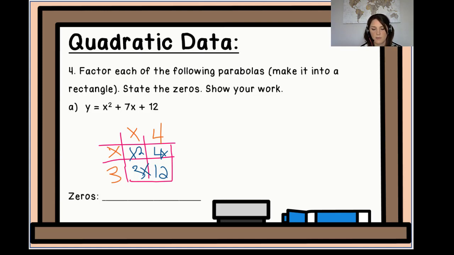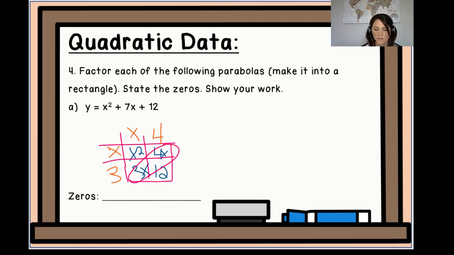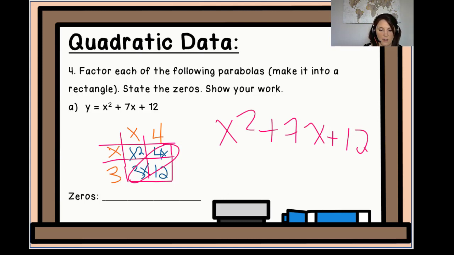Okay, so when we multiply, we're going to have x times x is x squared, x times 4 is 4x, x times 3 is 3x, and then 3 times 4 is 12. And if we look at our diagonal, 3x plus 4x is 7. So basically this gives us x squared plus 7x plus 12, which is what we started with, but we're actually looking for the factors on the outside of the rectangle this time.